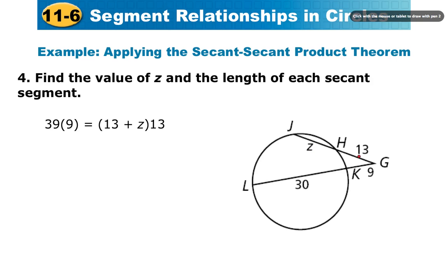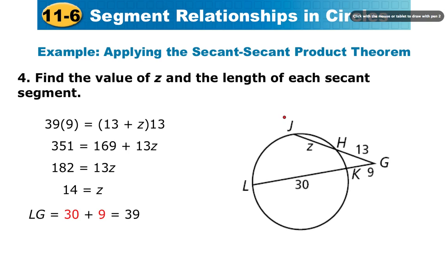You should be able to see why we have 13 plus z, or z plus 13. In this case, I have 13 plus z, and then the external secant, which is 13. From here, go through the algebra. Solve for z, and then you end up with 14 once you divide. Once you have your z, you have to go back and find the length of each secant.